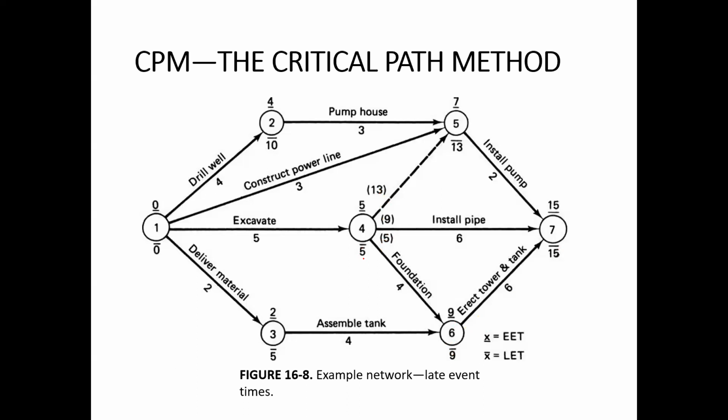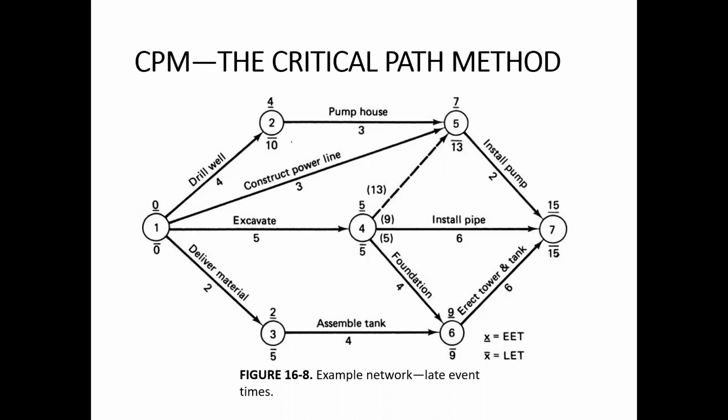So remember that in the backward pass calculations, unlike the forward pass calculations earlier, we will take the lowest of the two or more times. So out of 13, 9 and 5, we take 5 over here. For this one, the latest time, 15 minus 2, is 13. This is the only tail of the arrow over here, so the latest event time will be 13.